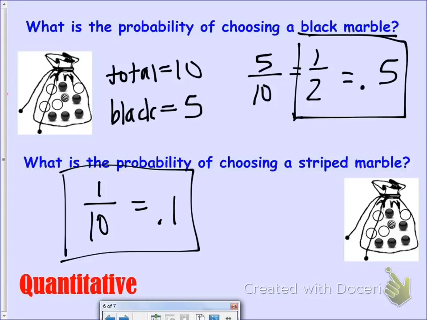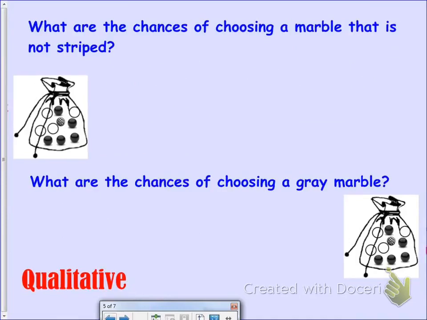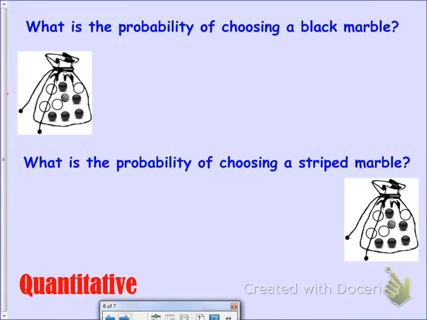Either works. So again, quantitative deals with the numbers, whereas these qualitative examples, if I go back over here, dealt with the words. So hopefully that helps you with the qualitative versus quantitative probability.